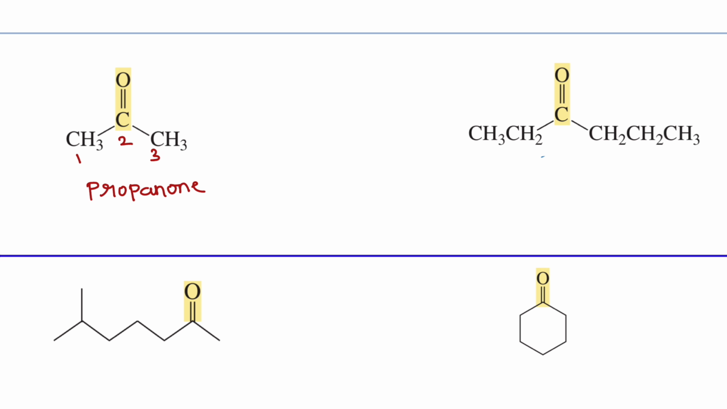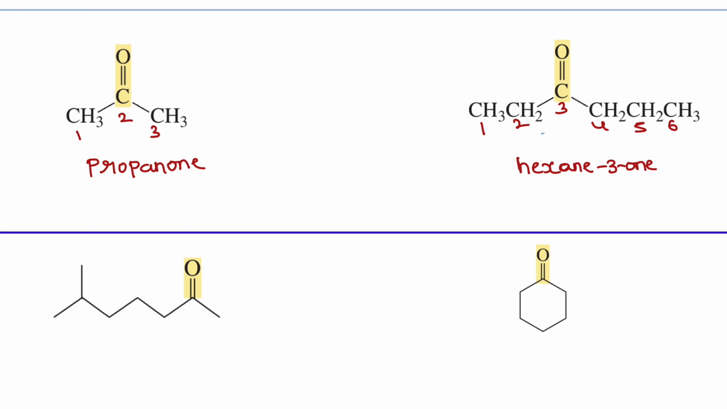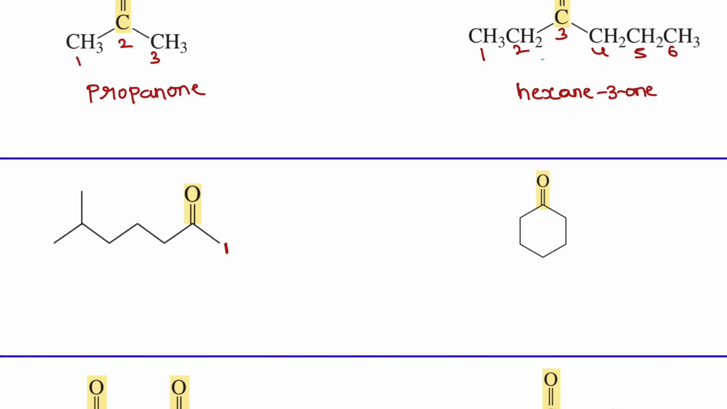Next example, longest chain. Numbering should be from left side. Totally there are 6 carbon atoms. The root word is hex, ane, 3-one. Because ketone is not a chain terminating functional group, we need to indicate the position. So here this is the longest chain, 1, 2, 3, 4, 5, 6, and 7. This is the branch, that is methyl, 6-methyl, hept, ane, 2-one.